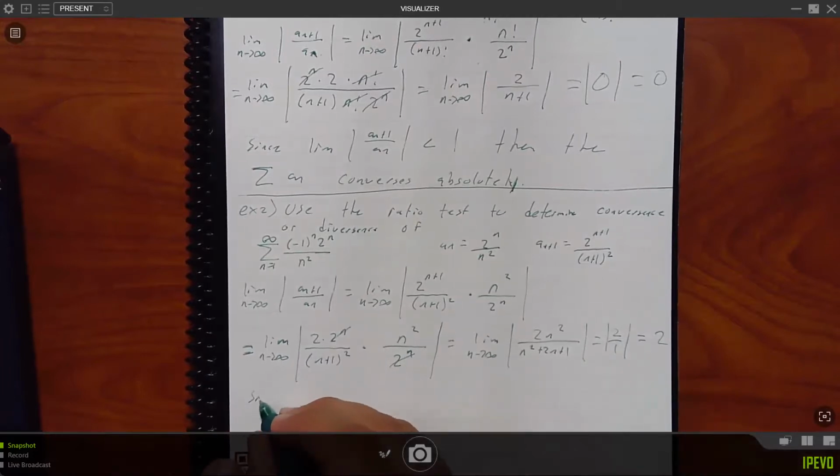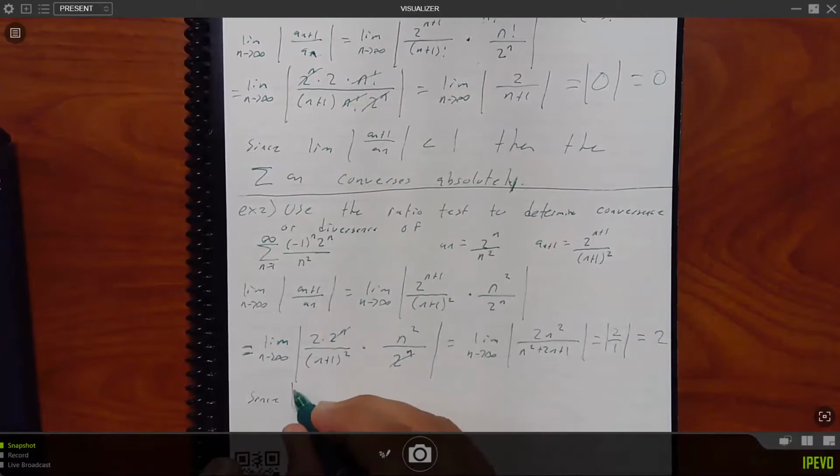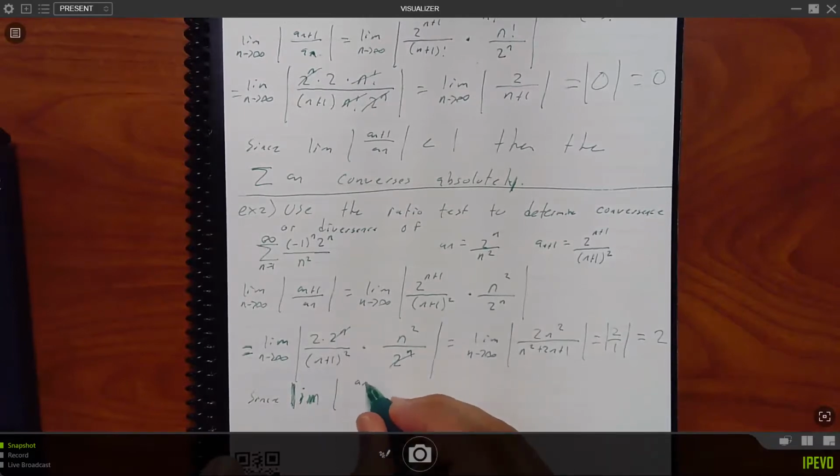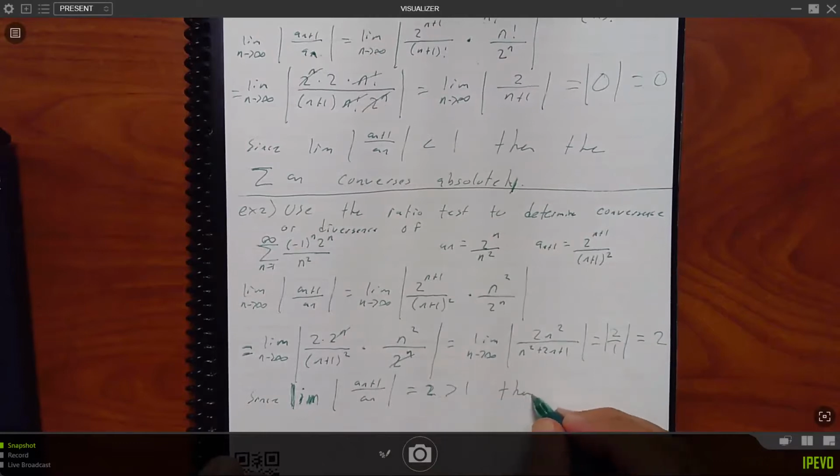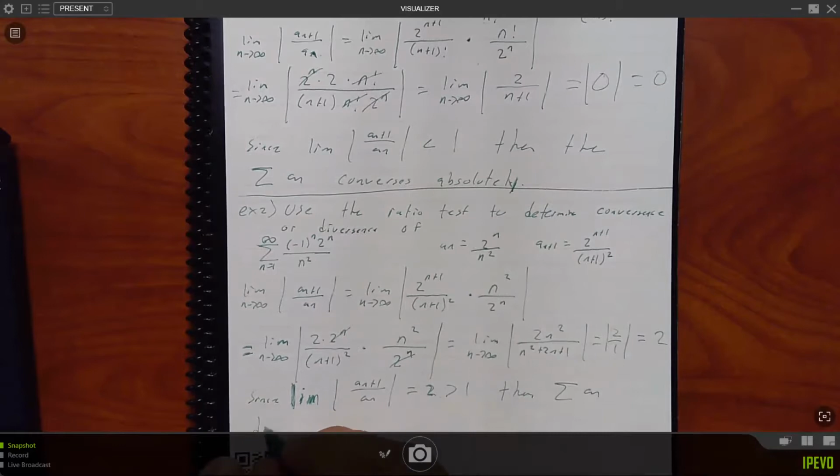So since the limit of a_(n+1) over a_n is equal to 2, which is greater than 1, then the series a_n diverges by the ratio test.